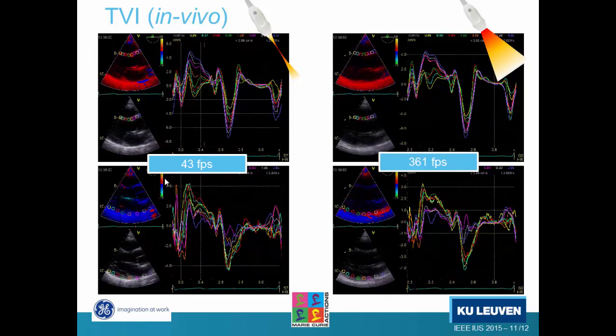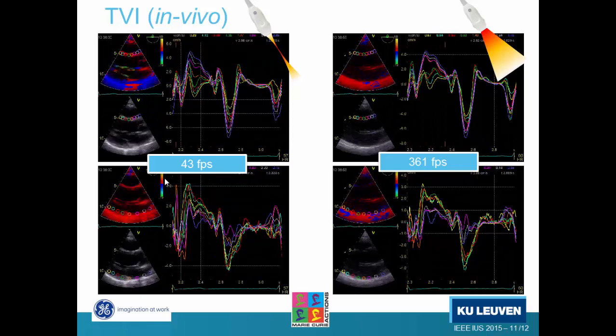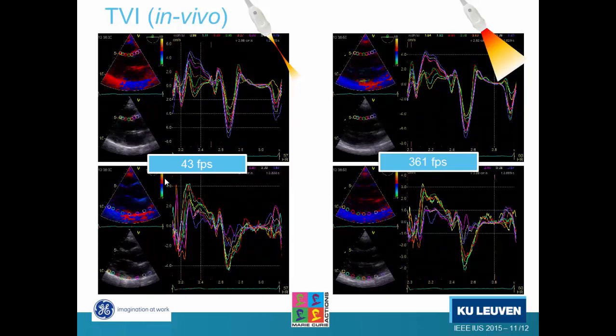In this case, because we were using a clinical system, we used also a clinical TVI scan sequence, meaning that we have packets in our acquisition. So that's why we have these kinds of frame rates. If we are then able to do continuous Doppler processing, meaning frame to frame, we should be able to get up to 600 frames per second in 3D. In this case, for the 2D slice, we achieved 360 compared with the 43 in the focused beam, and still retaining all the interesting velocity relations.